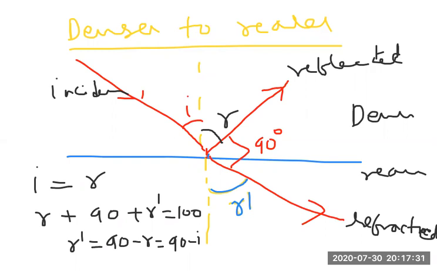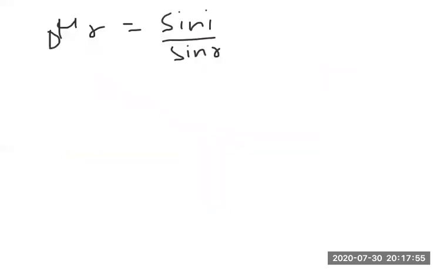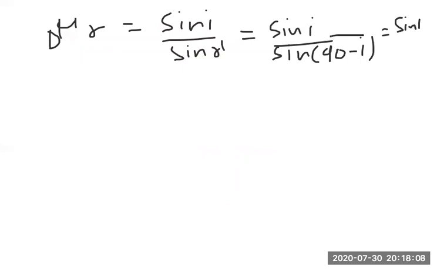So I can conclude like that. And again, it is going from denser to rarer. Denser to rarer means we can write mu dr is equal to sin I by sin r. Here, what values do we have, beta? Here we have to not take r, we have to take r dash. Sin I by sin r dash. R dash is 90 minus I. So again, substituting that, sin I by sin 90 minus I. Same steps we are following here also. And that is nothing but sin I by cos I.